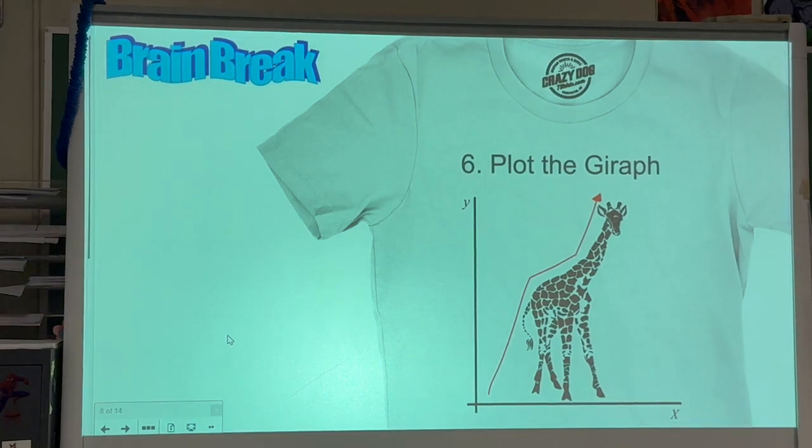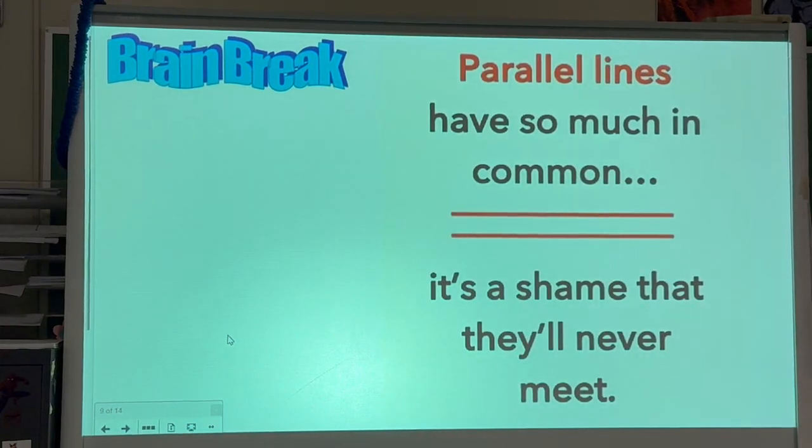There's your brain break today. We always tell you to plot the graph, but what if we say plot the giraffe? Aha, good one. Parallel lines have so much in common. It's a shame they'll never meet.